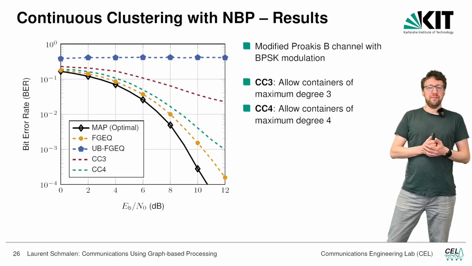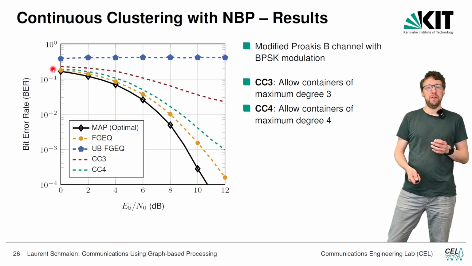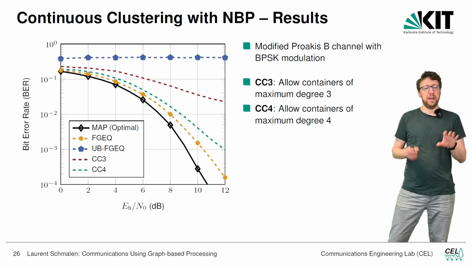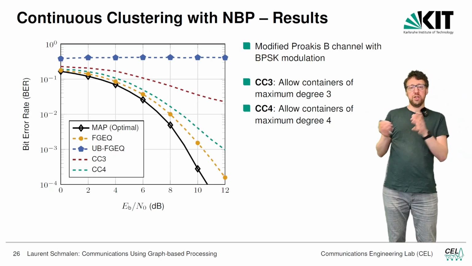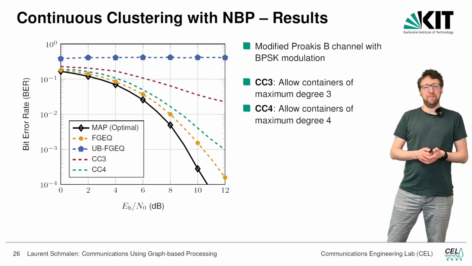So we can do this, and this is what we get. Here we have the performance of the MAP detector, so the optimal detector. This is now a modified channel, so it's a slightly different channel than we had before. We introduced some zeros, changing the frequency response, but essentially it's a very similar channel.